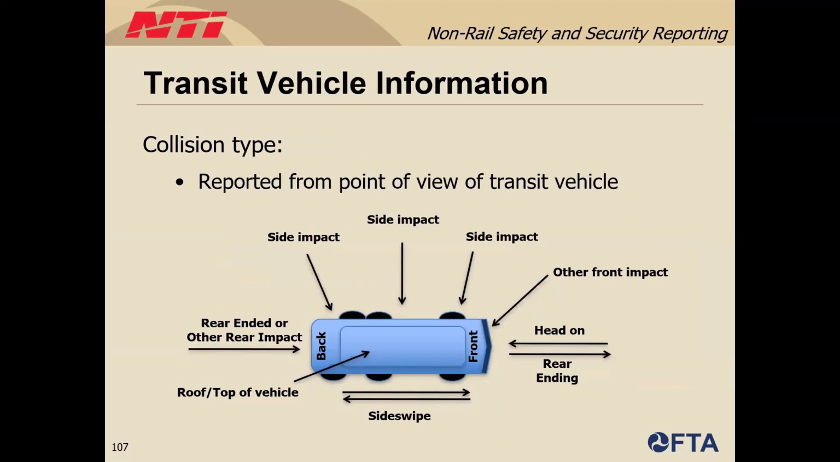This diagram shows most of the impact points which are reported from the point of view of the transit vehicle. This image will now display if you choose the tooltip adjacent to the collision type field. We'll look at the options in more detail.